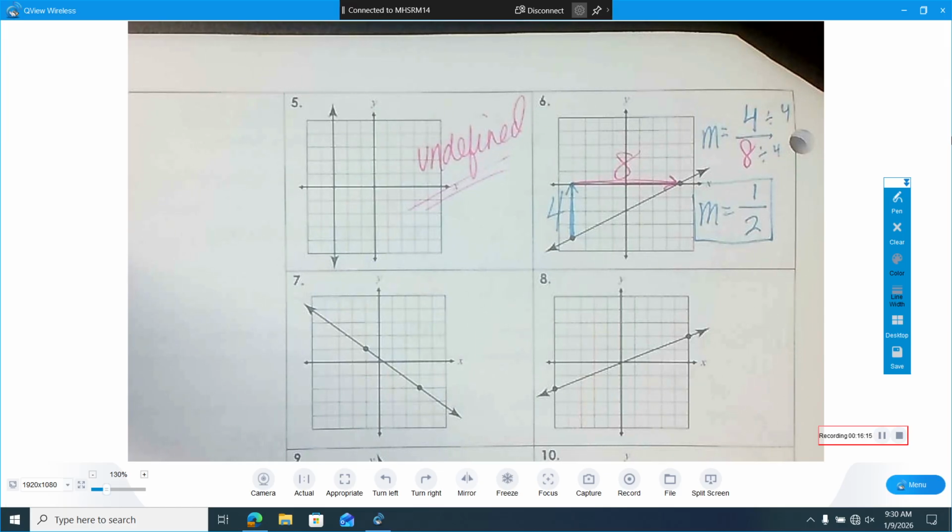Should this be the rise? Is this a positive rise or a negative rise? Negative, good. What is the slope of a line that is flat? 0.